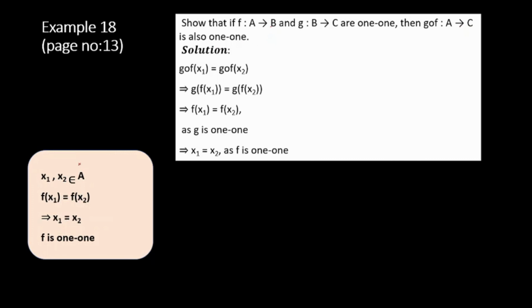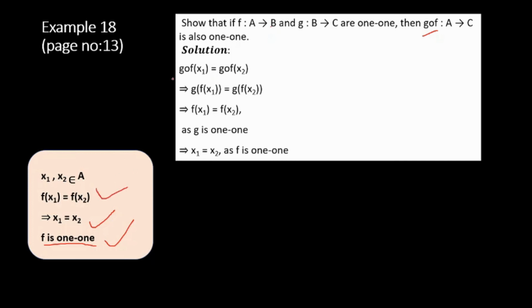We have learned the mathematical representation of a one-one function. If x1 and x2 are elements of set A, and f of x1 is equal to f of x2, then x1 equals x2. If this is satisfied, then your f is one-one. In the same way, we have to solve this. We have f and we have g. So gof of x1 equal to gof of x2.